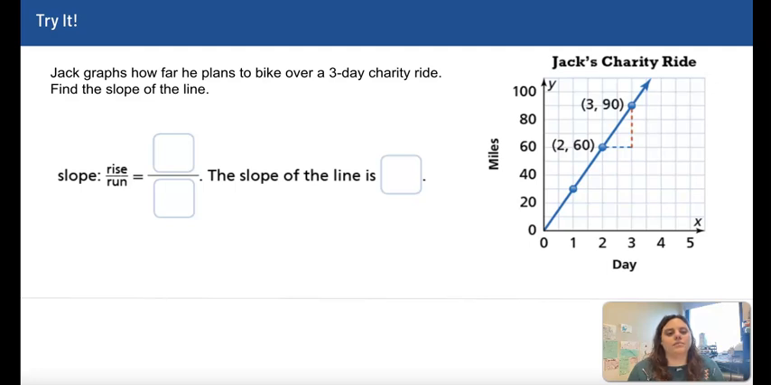You try it with this one. Jack graphs how far he plans to bike over a 3-day charity ride. Find the slope or the amount he's biking per day. Again, slope is the rise over the run. So how much is he rising up, and how much is he running over? We're going from day 2 to day 3. Use that to indicate the slope of the line. Pause the video, do this problem, and press play when you're ready to see the answer.